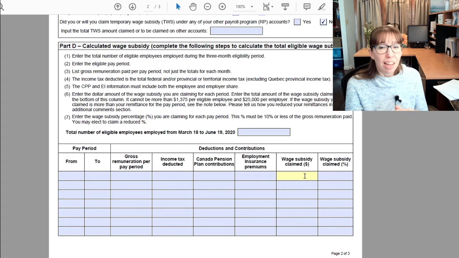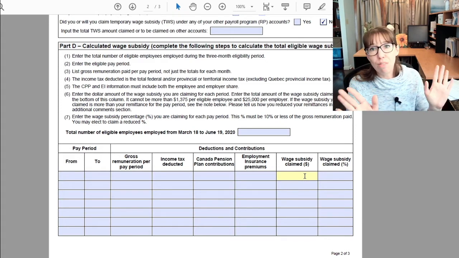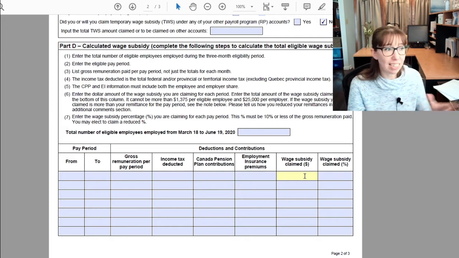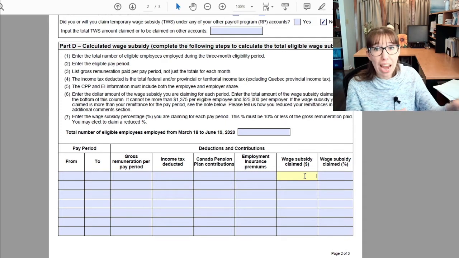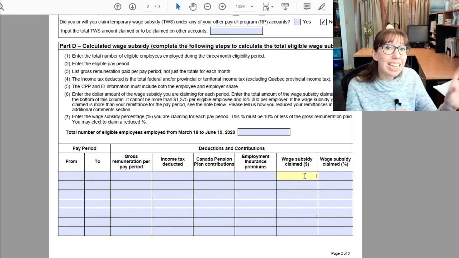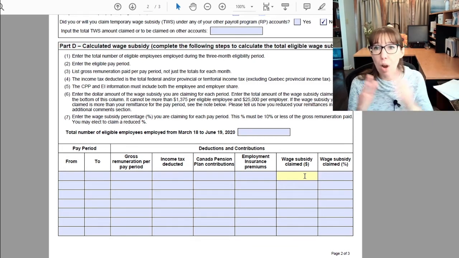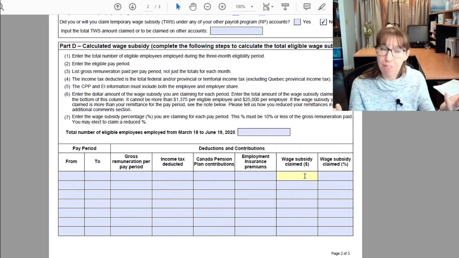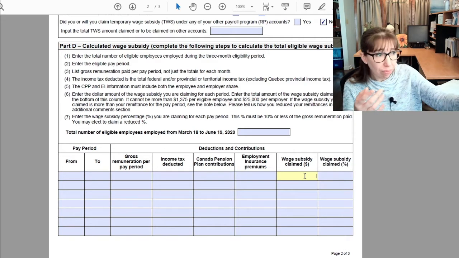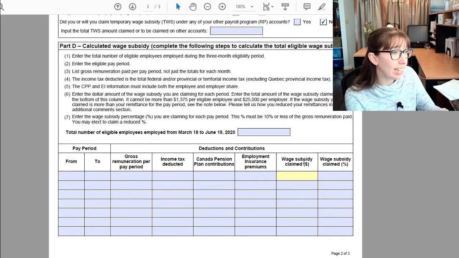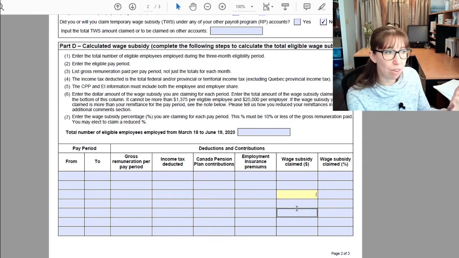And so I do have clients that didn't even reduce their monthly remittances. So basically, for my clients that did not reduce their payroll source deductions remittances because of this 10% TWS, and they claimed all of their 75% wage subsidy, in this section right here, I would say we're not claiming anything. We're not claiming anything for this period or this period or this period or this period. Our wage subsidy claimed is 0.